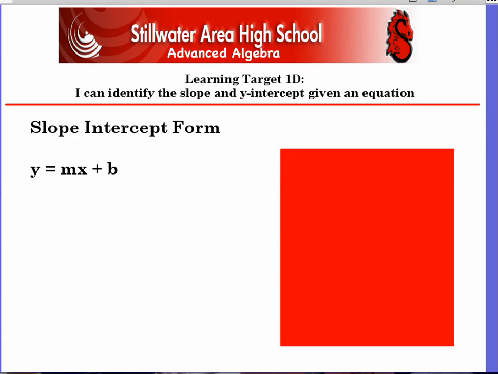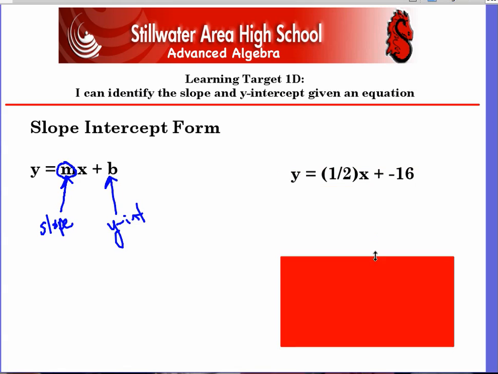Now, remember, in order to identify the slope and y-intercept of an equation, we must have the slope-intercept form of the equation. If we do, then we can, by inspection, find the slope m and the y-intercept b. The slope will be the coefficient of x, and the b will be the number added or subtracted at the end of the equation. It will be a constant. So, some examples are as follows.